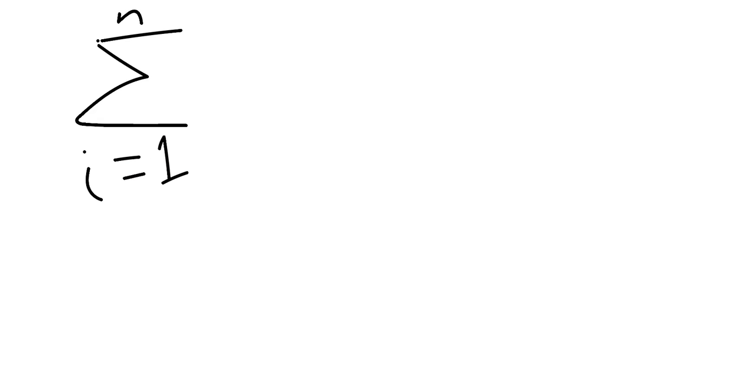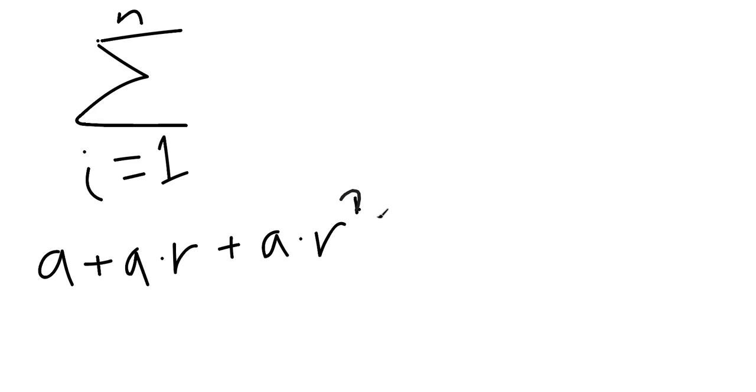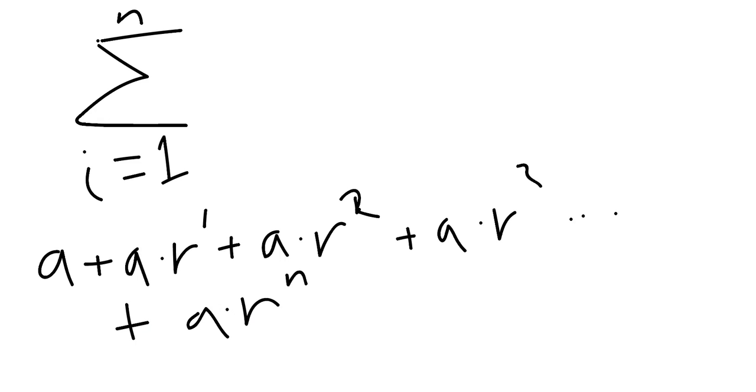And first, let's talk about the geometric series. And the formula for the geometric series goes something like this. Let's begin our index of summation from 1. And if you have something that looks like a plus a times r plus a times r squared plus a times r cubed, all the way down to a times r to the n minus 1.